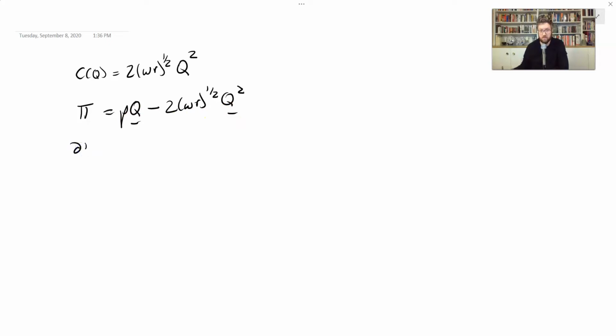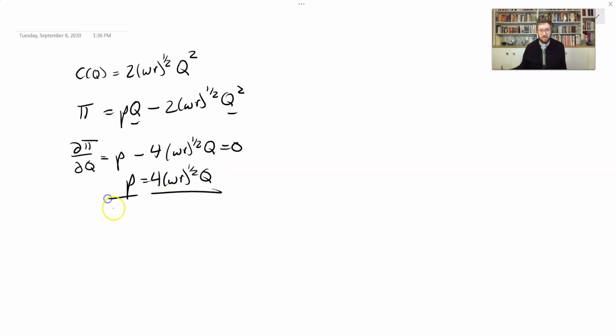We take the derivative, and we get P minus, there's a 2 here, so we multiply that, 4 WR to the 1/2 Q, because we subtract 1 from the exponent. We still set this equal to 0, and we've got a really nice function here. Let's solve this. We get P equals 4 times WR to the 1/2 times Q. Let's divide both sides by 4 WR to the 1/2. That gets canceled out, and we end up with Q equal to P divided by 4 times WR to the 1/2.